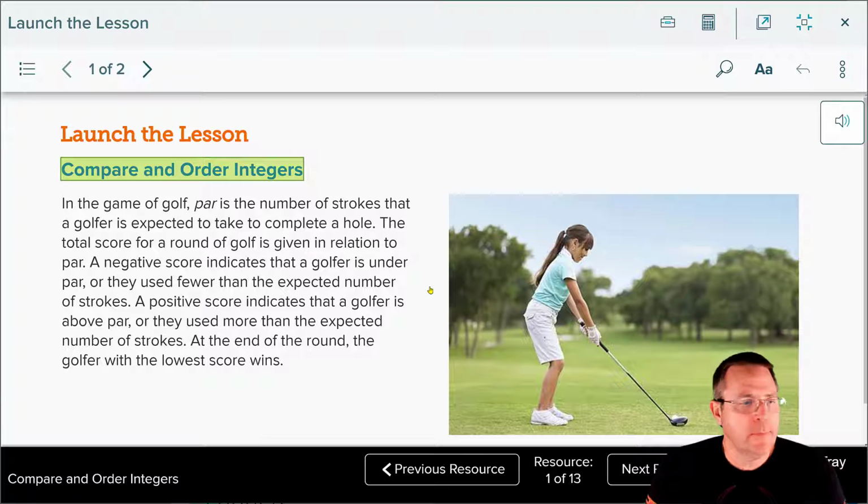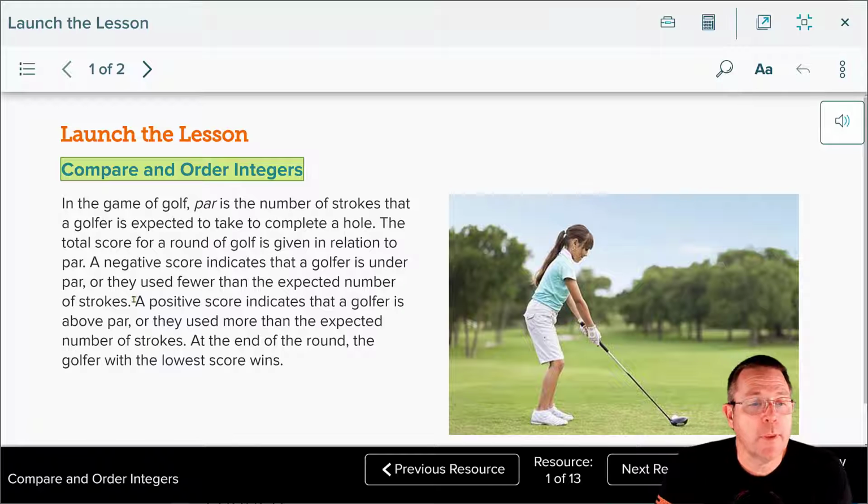All right, I've highlighted my lesson heading, compare and order integers, because that does need to go in your notes. In a game of golf, par is the number of strokes that the golfer is expected to take in completing a hole. The total score for a round of golf is given in relation to the par. A negative score indicates under par, which means the golfer did better than what was expected, and a positive score indicates that the golfer is above par, so they use more strokes than were expected.